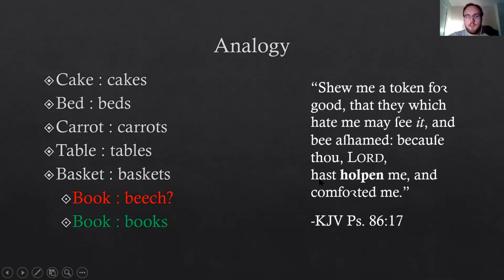And I also have right here an example from the King James Version of the Bible, which we saw earlier as an example of early modern English. Psalm 86:17, show me a token for good that they which hate me may see it and be ashamed, because thou, Lord, hast holpen me and comforted me. Holpen here, you might not be familiar with it, so I'll tell you. This is the old past participle of the word help. So just as the old past participle of the word melt was molten, this old paradigm was like melt is to molten as help is to holpen.